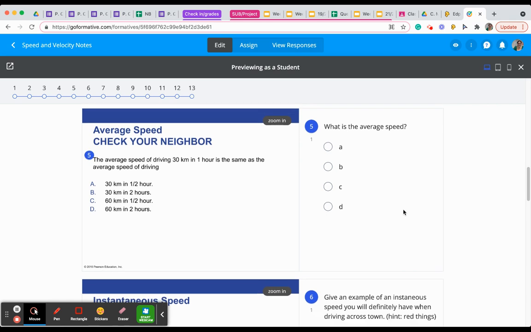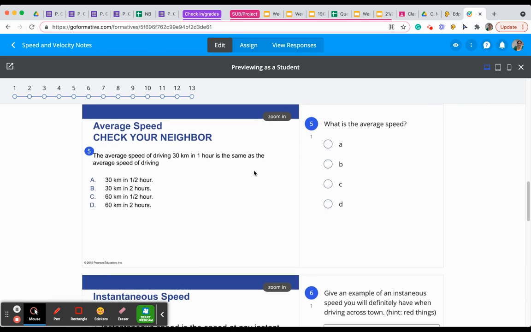Next, we have a content check here. The average speed of driving 30 kilometers in 1 hour is the same as the average speed of driving 30 kilometers in half an hour, 30 kilometers in 2 hours, 60 kilometers in half an hour, or 60 kilometers in 2 hours.